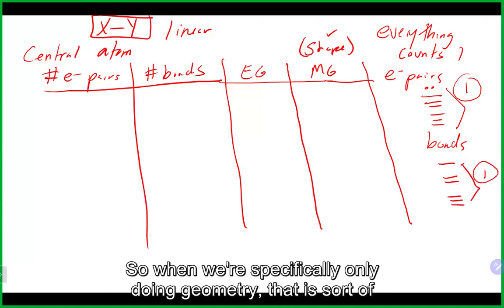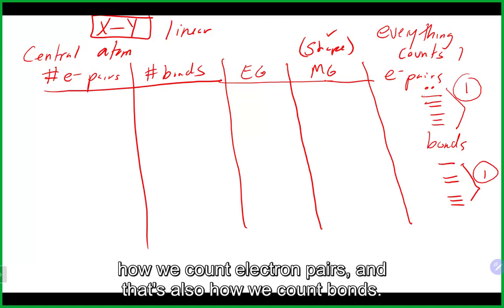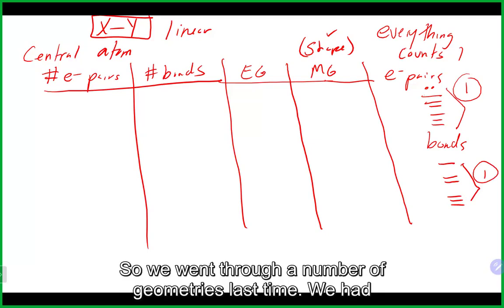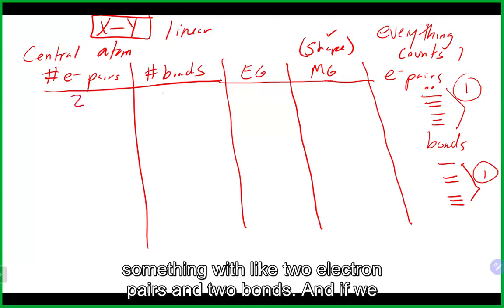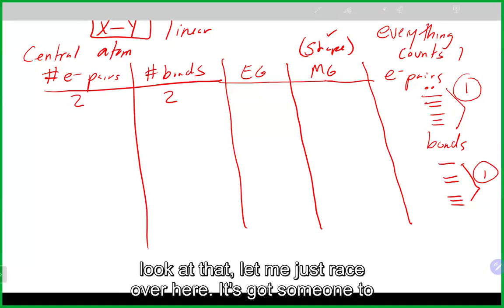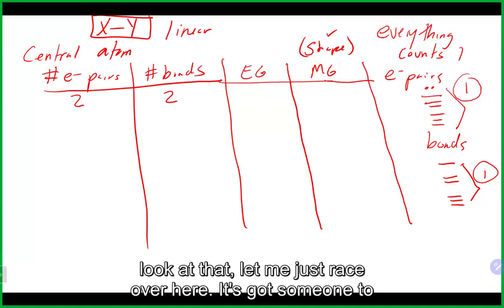So when we're specifically only doing geometry, that is how we count electron pairs, and that's also how we count bonds. So we went through a number of geometries last time. We had something with 2 electron pairs and 2 bonds. And if we look at that, let me just erase over here.